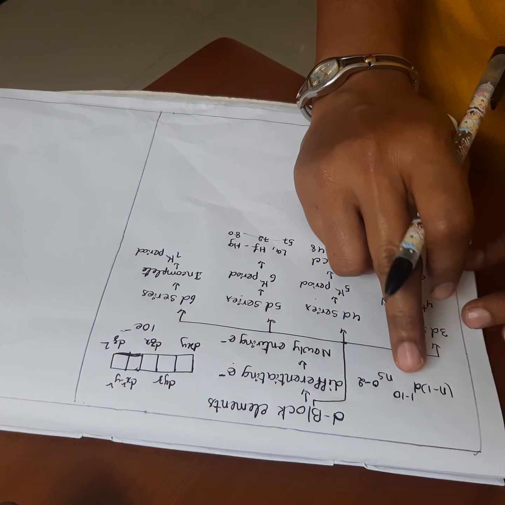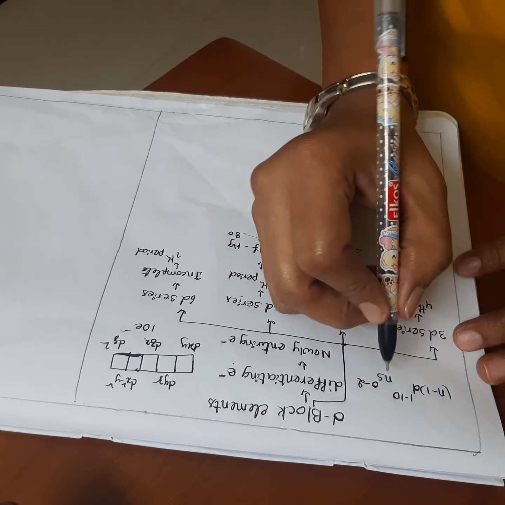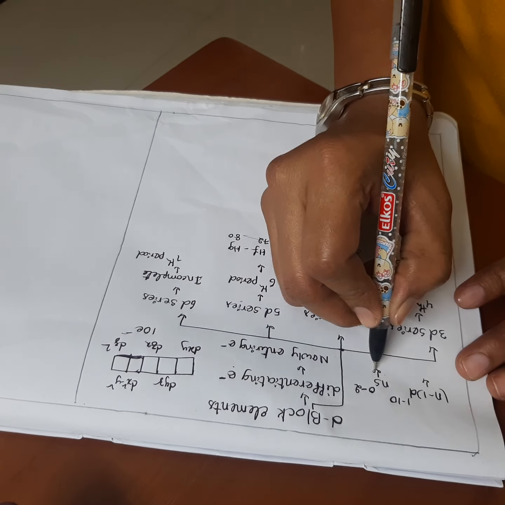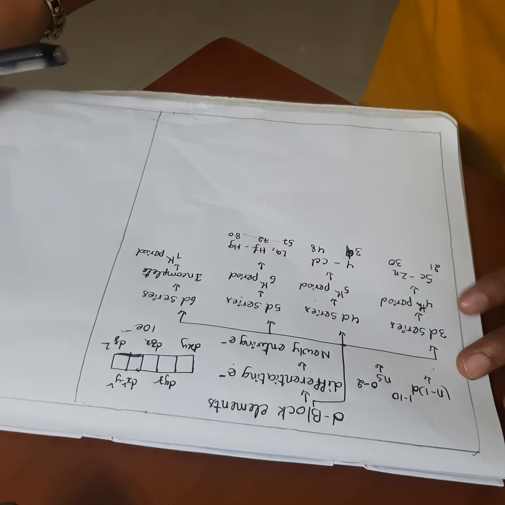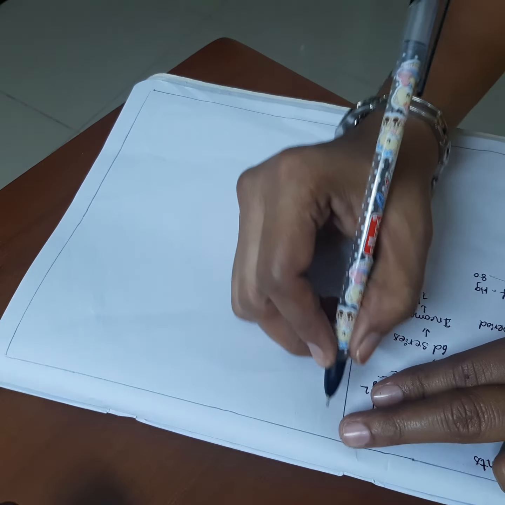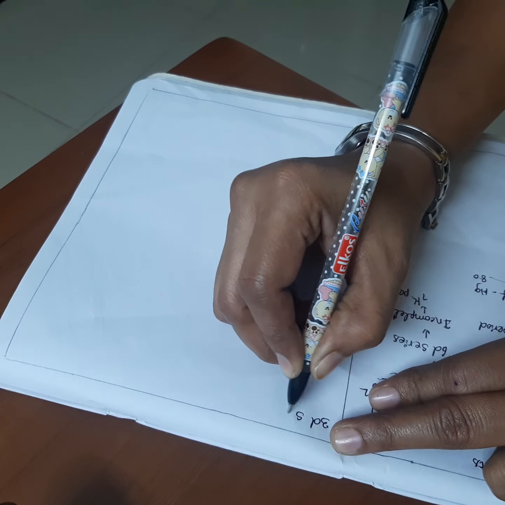So (n-1)d 1 to 10 ns 0 to 2. This is called the valence shell, and the (n-1) shell is called the penultimate shell. Okay. Now let's see the elements which are present in the 3d series.